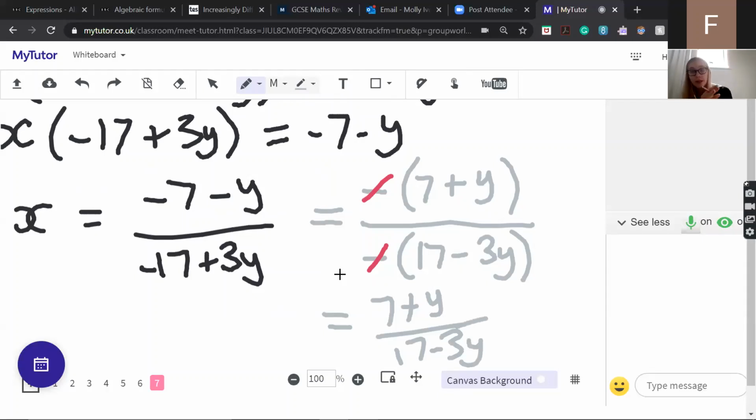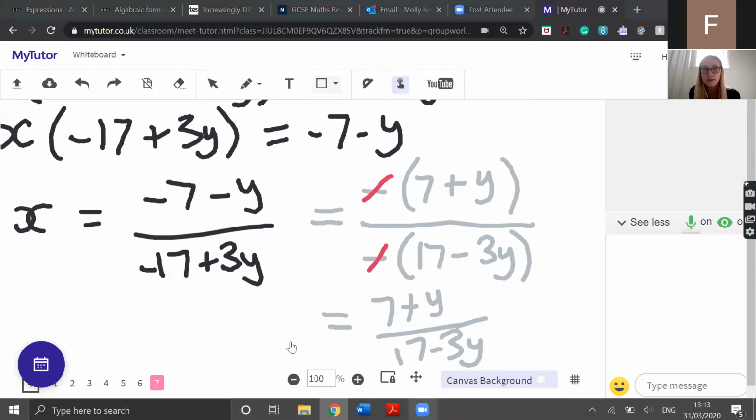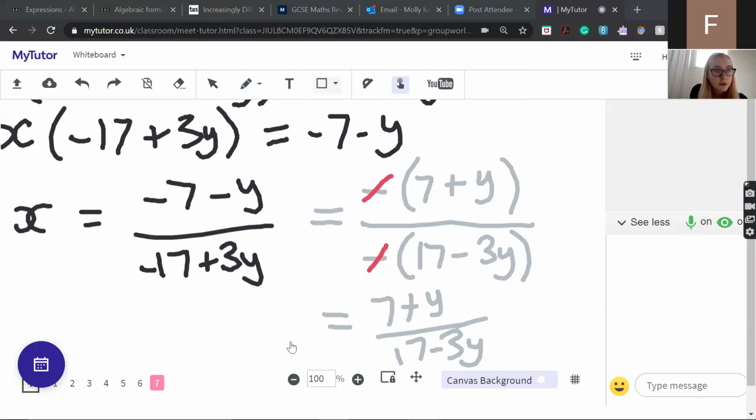The other way that you can think about it, the kind of cheat way, is that we make every minus a plus and every plus a minus. That's essentially what we've done here. So this becomes plus 7, this becomes plus y, this becomes plus 17, and this becomes minus 3y. It's good to know why that happens, but you can just think about it like that. Yeah, and that brings us to the end.